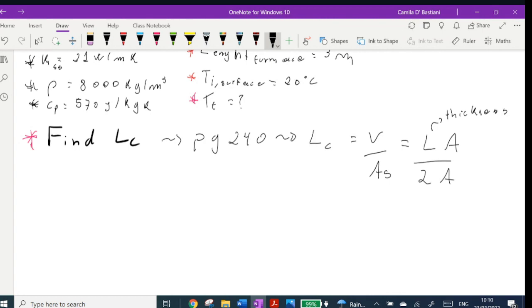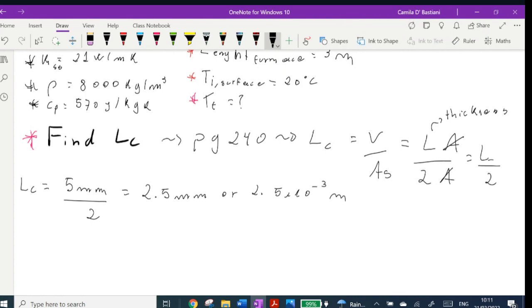Well, thickness multiplied by area is volume. Twice my area is the area of heat transfer. I can cancel area with area. So my characteristic length in this specific case is going to be my thickness divided by 2. So my characteristic length for this specific case is going to be 5 millimeters. That's my thickness divided by 2. That is 2.5 millimeters, or 2.5 times 10 to the minus 3 meters.